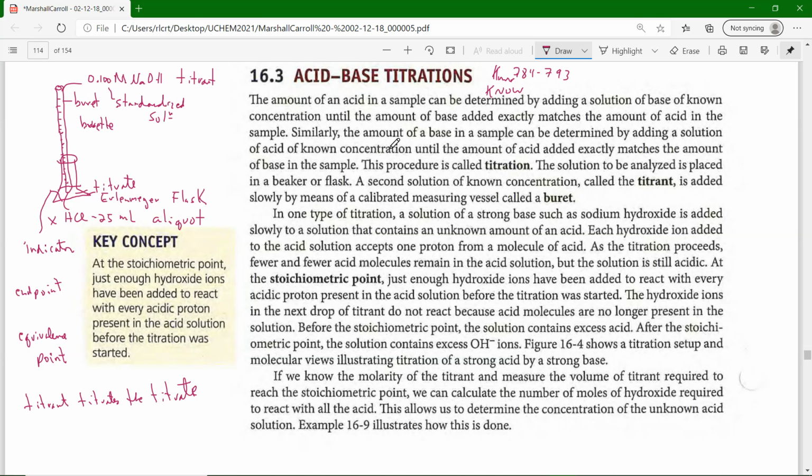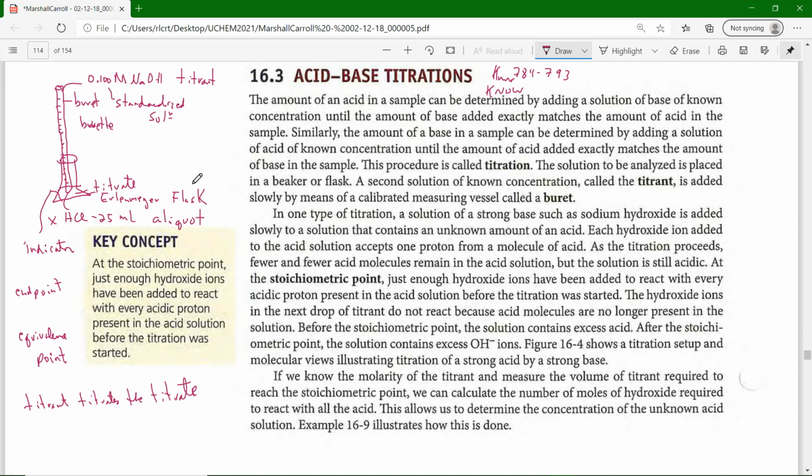So let's read it here. The amount of an acid in a sample can be determined by adding a solution of base of known concentration until the amount of base added exactly matches the amount of acid. Similarly, the amount of base can be determined by adding a solution of acid of known concentration until you match that. That procedure is called titration. The solution to be analyzed is placed in a beaker or flask. A sample, usually a small sample. You don't put like 5 liters to be titrated. 25 mL, 10 mL are common, 50 mL sometimes.